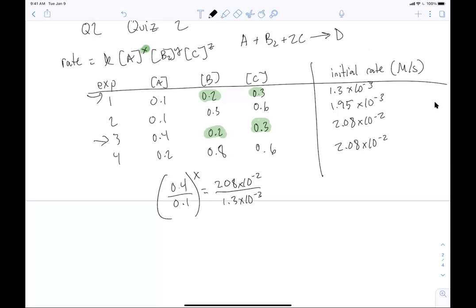So if the method of initial rates thing is giving you trouble, go and look at the solved problems on YouTube. One of them is a method of initial rates problem.